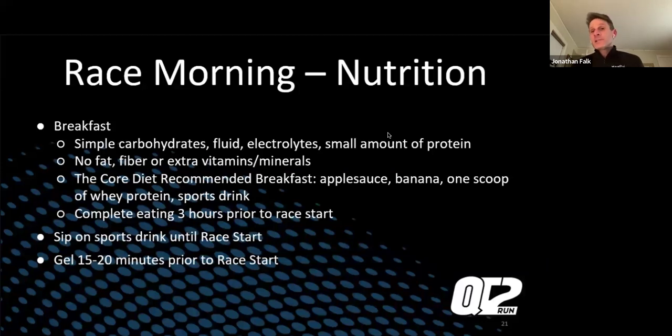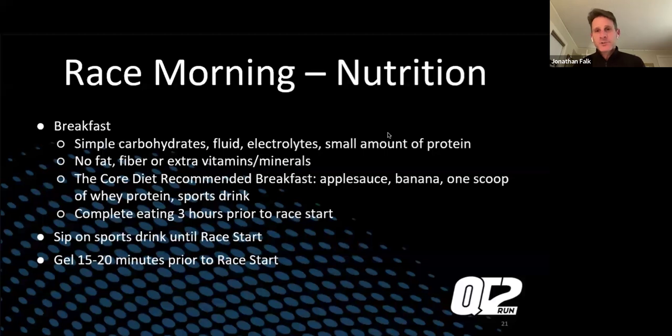Our dietitians recommend applesauce, bananas, a little bit of protein, sports drink, and ideally you're consuming it 3 hours or more before the start, just so it's being processed and you're able to utilize it. Because anything you take in, outside of gels, within a couple hours of the race, your body will not process in time for you to really benefit from it, and you may regret it if your stomach gets a little bit upset as a result.